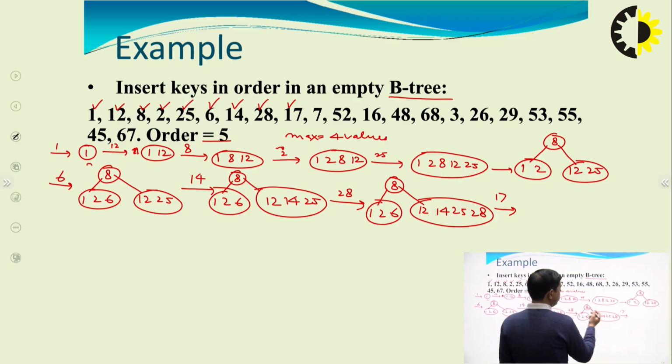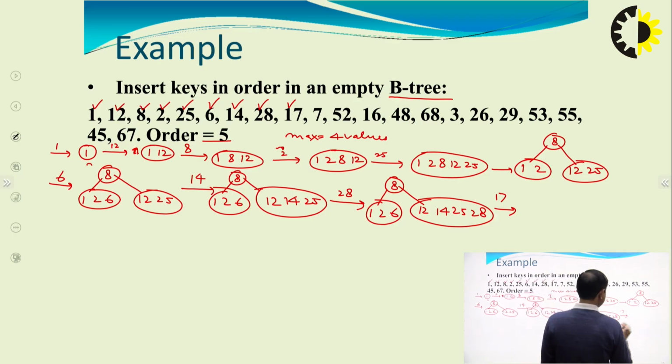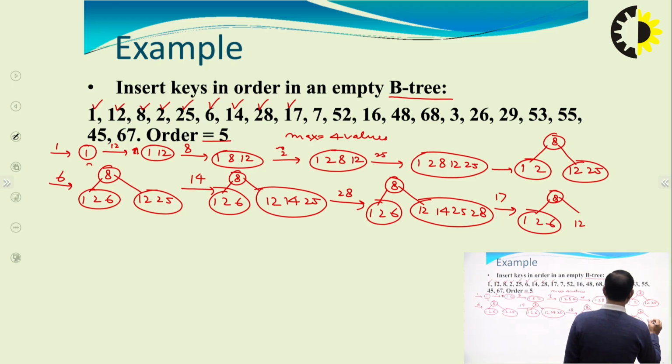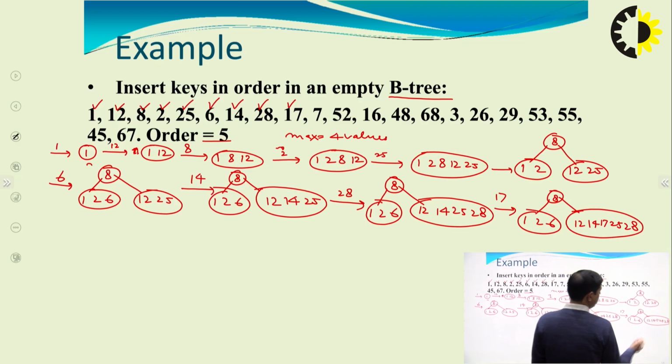We will compare 17 with 8, then we will go to the right side. Now it will be like this: 1, 2 and 6, that is 12, 14, 17, 25 and 28. But again on this node, the condition is violated because there are more than 4 keys. Then we will split this node and the mid value is 17, that will move to the root.